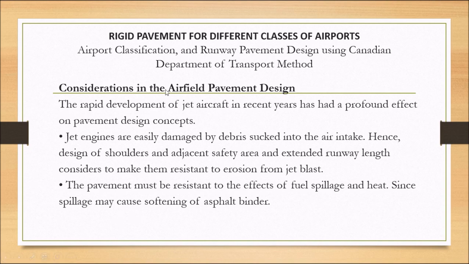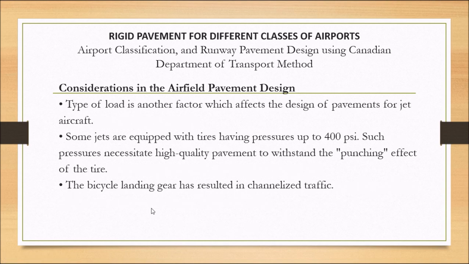Next, we look at considerations in the airfield pavement design. The rapid development of jet aircraft in recent years has had a profound effect on the pavement design concept. Jet engines are easily damaged by debris sucked into the air intake. Hence, design of shoulders and adjacent safety area and extended runway length is considered to make them resistant to erosion from jet blast. The pavement must be resistant to the effect of fuel spillage and heat, since the spillage may cause softening of the asphalt binder.